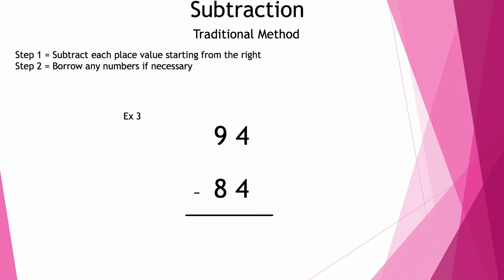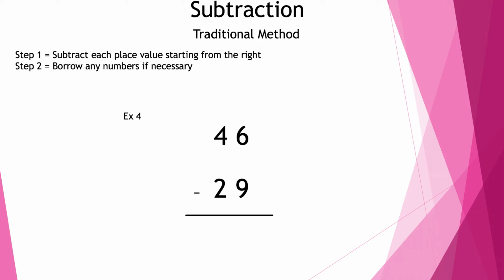Now let's take a look at this example where we have 94 minus 84. The 4s are the same, therefore we get 0, and we get 9 minus 8, which is 1, and 10 is your final answer for this example.